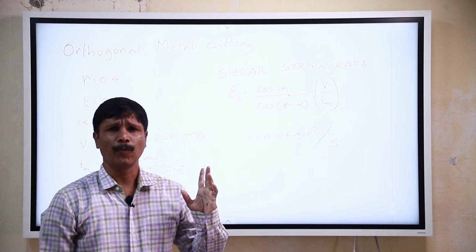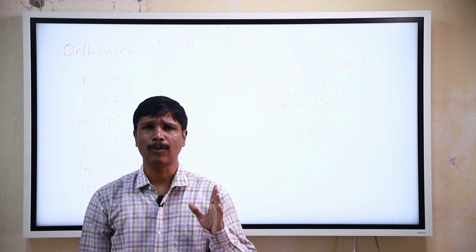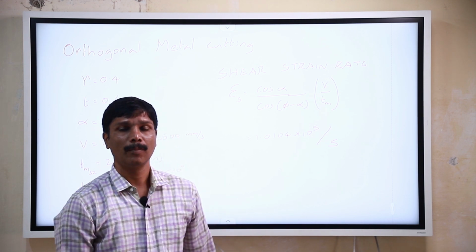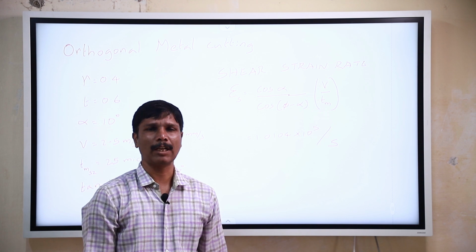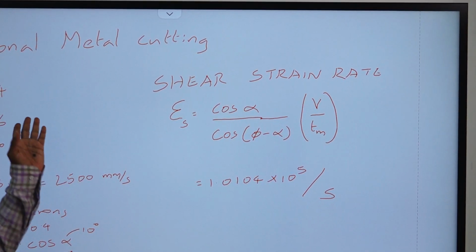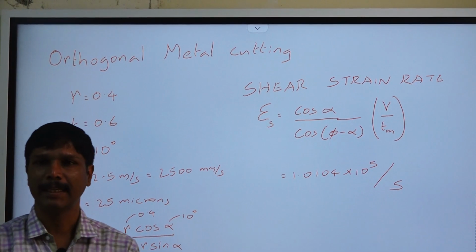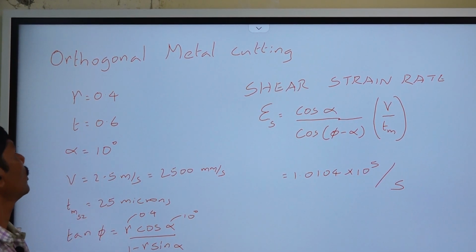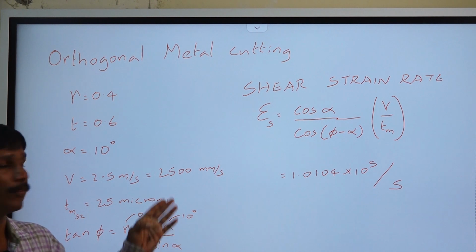Next, there is a beautiful problem in which we have to calculate the shear strain rate. In the previous problem we calculated shear strain, now we are moving to shear strain rate. It is one of the peculiar problems which may be expected in the GATE exam. So the following data are given. What are the data given?